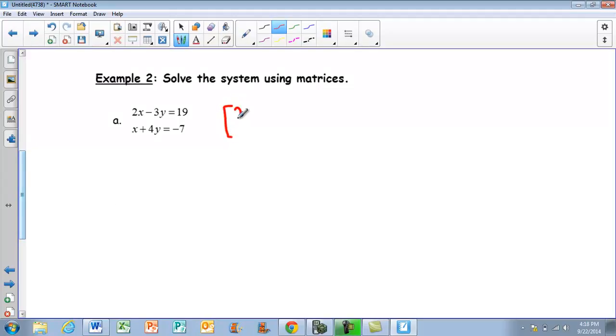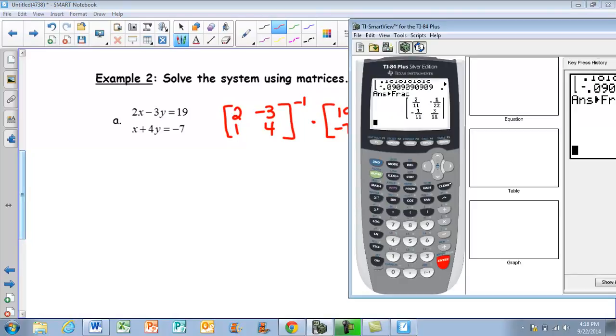Again, you're pulling the information in front. So 2, -3, 1, and 4 will be in the first one. And again, I'm going to take the inverse of that and multiply it by the answers, so 19 and -7. When I do this, this will give me my answer to my matrix. So again, I'm going to put this right in my calculator. You can enter it in either way.